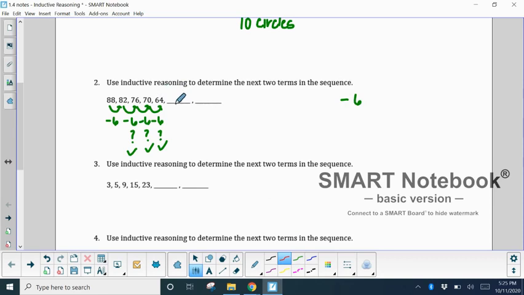If I want the next number, I'm just going to subtract 6 again. So 64 minus 6 is going to give me 58. And for the next number, I would do 58 minus 6 again. That's going to give me 52.